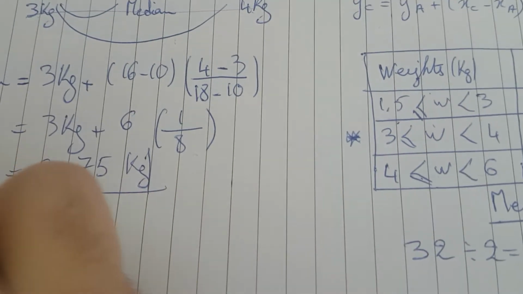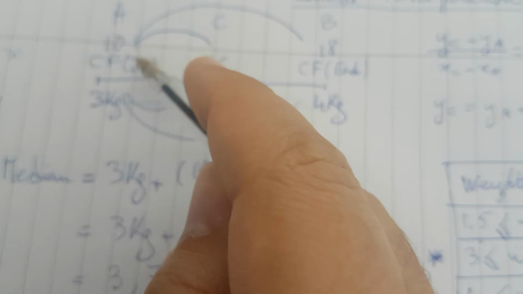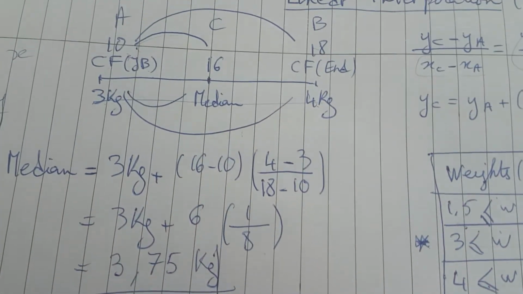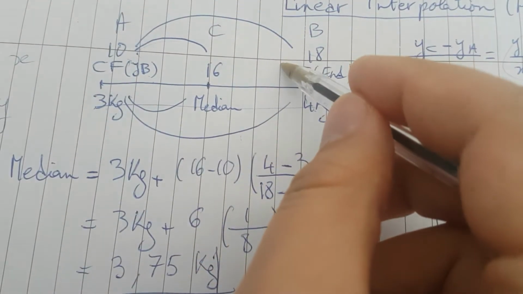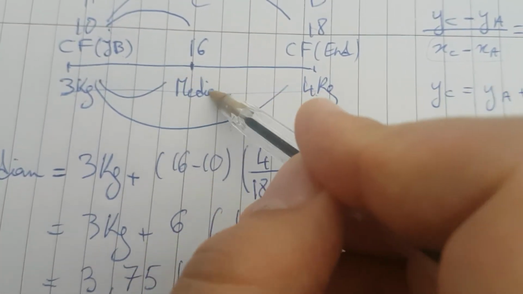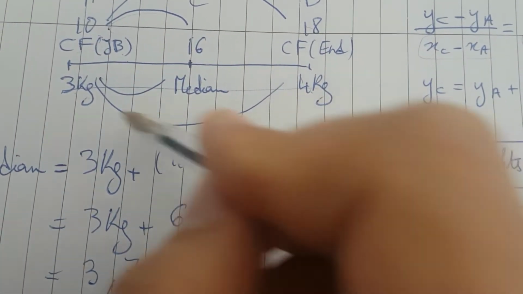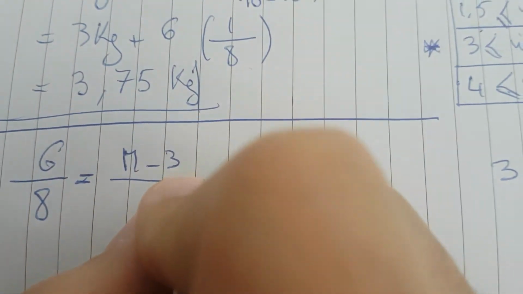So I'm going to do it here quickly. The difference between 10 and 16, which is 6, over the big difference, which is 10 to 18, which is 8. So I'm going to write 6 over 8 is equal to, we have a fraction as well, the difference between 3 and the median. I'm going to call the median M, capital M. So M minus 3 over 4 minus 3. So M minus 3 over 4 minus 3 is 1.